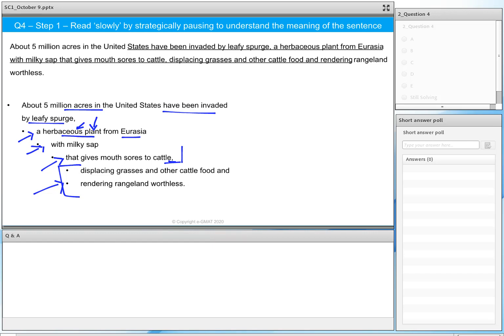Let's first understand this. The way the sentence is written, it is saying that milky sap gives mouth sores to cattle. Okay, we understand that part. And because it does so, it displaces grasses and other cattle food. So, do you think that this cause and effect is even logical? That because milky sap gives mouth sores to cattle, in doing so, as a result, it displaces grasses and other cattle food? Is this meaning logical? Think about it and tell me. Is this cause and effect even logical?